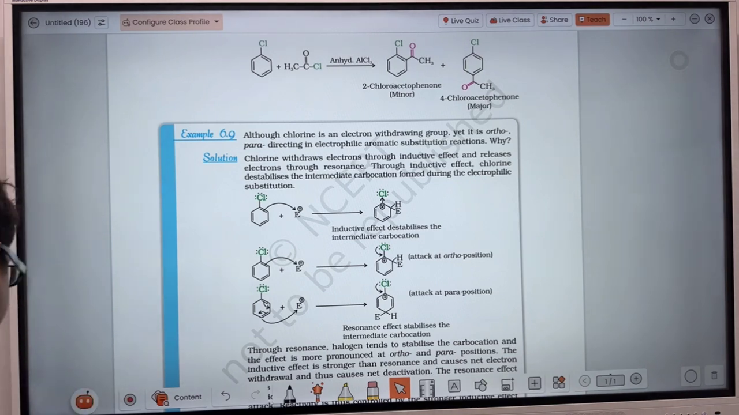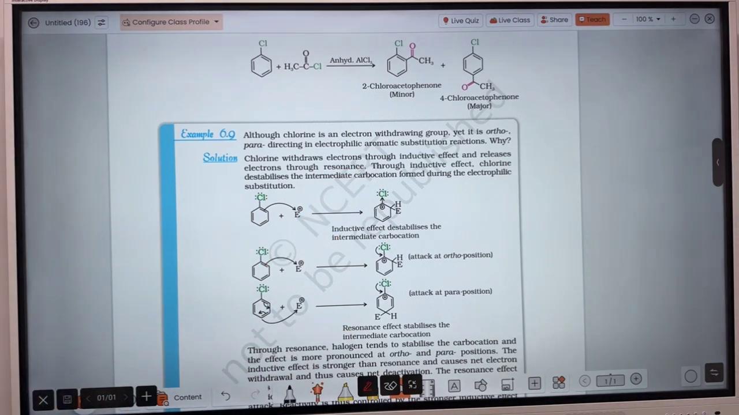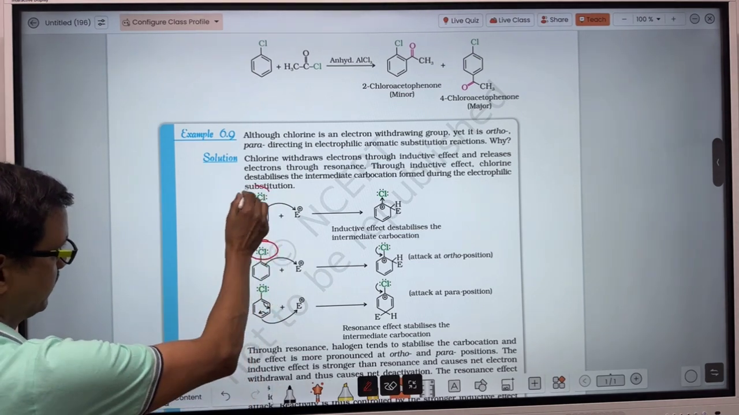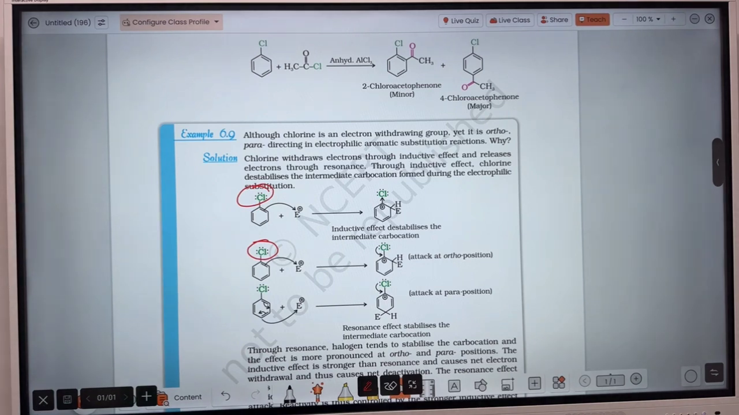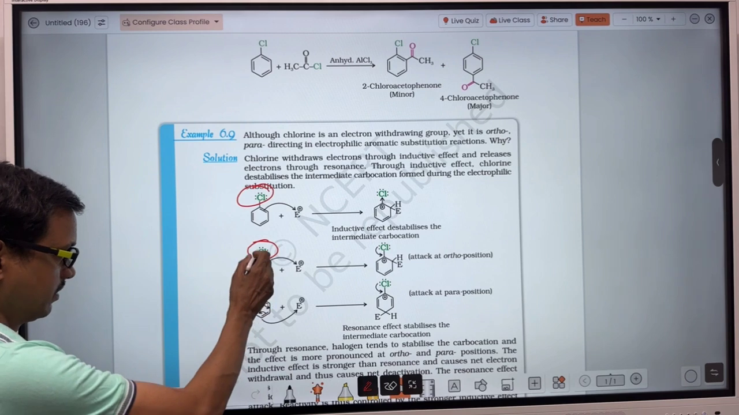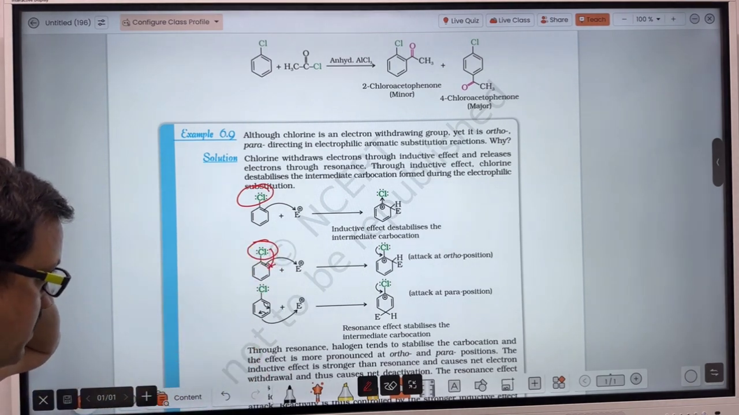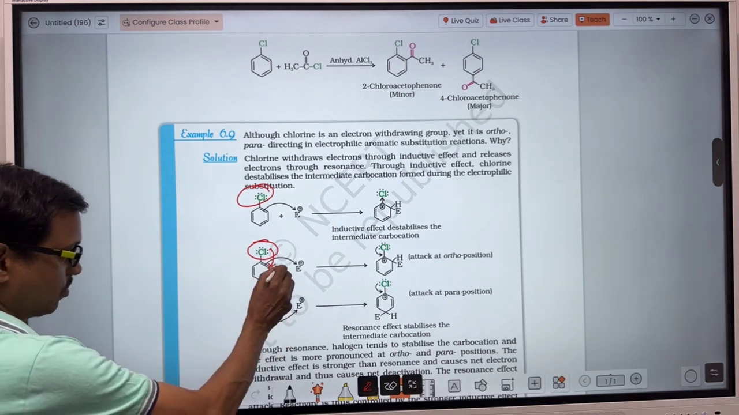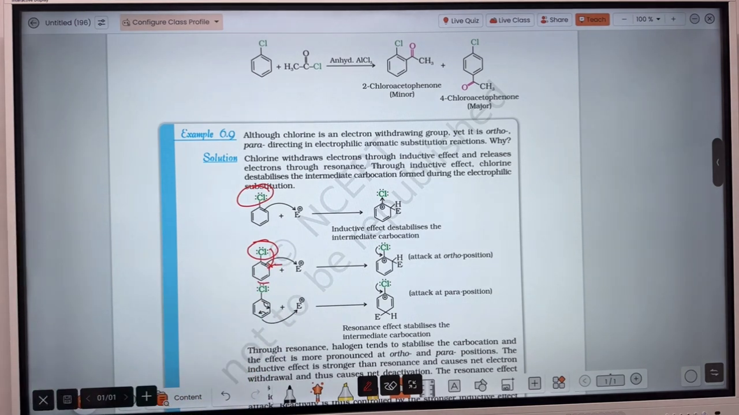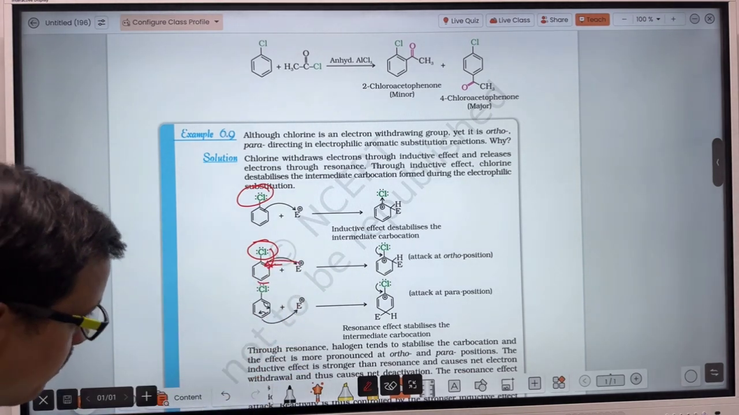The question is: chlorine is an electron withdrawing group, but it is ortho para directing. Why? I have told you that when you draw the resonance structure, you will find there are 3 lone pairs of electrons at the chlorine atom. So that's why it will involve its electrons in the resonance. So the electron cloud density at the ortho position and at the para position will increase, and therefore the electrophile will approach towards the ortho position or the para position.